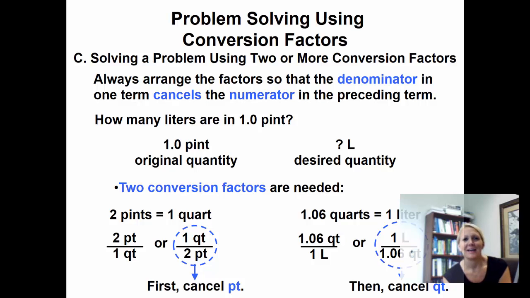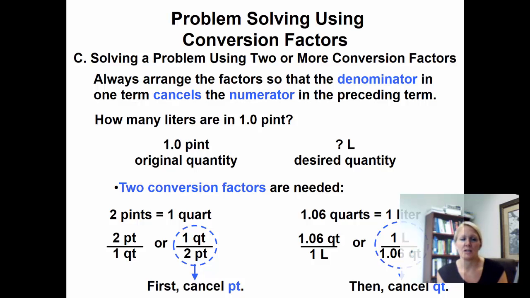Welcome back. This is part 2 on problem solving using conversion factors. In the first video we learned how to do a one-step problem, and now we're going to look at doing two-step problems. These could be 2 or 3 steps, just depending. First we're going to review a little bit and then just work some problems. The best way to learn these and to get good at doing them is to practice.